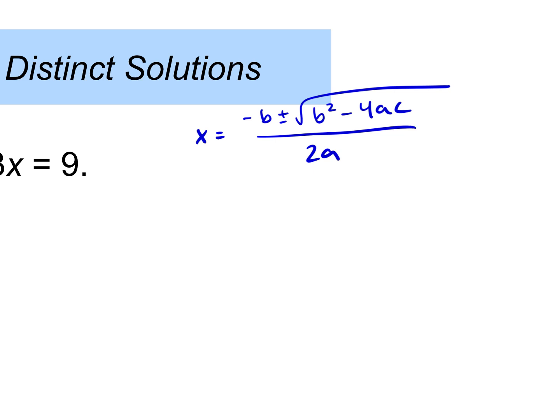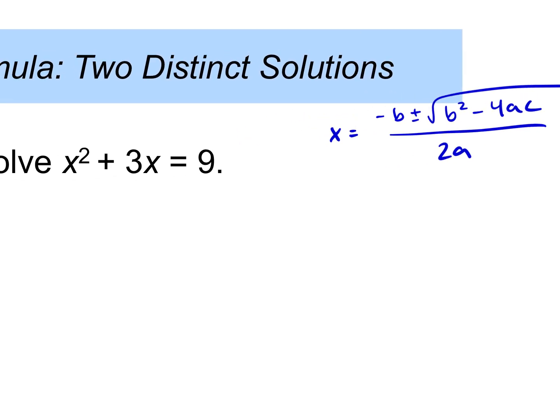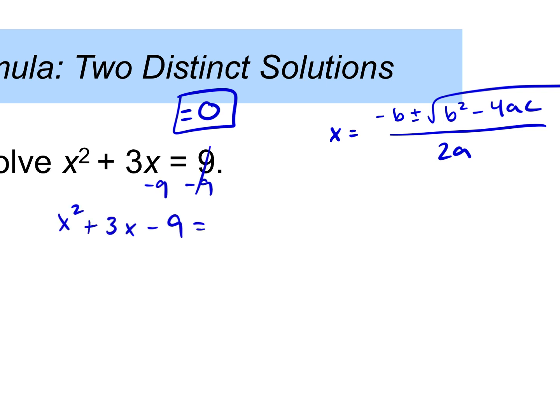Before we can just start plugging things into our quadratic formula, what would we have to do first for this question? Subtract 9. We got to move it to the other side because in order to use the quadratic formula, we want it to be equal to 0. So I'm going to subtract 9. So x squared plus 3x minus 9 is equal to 0.